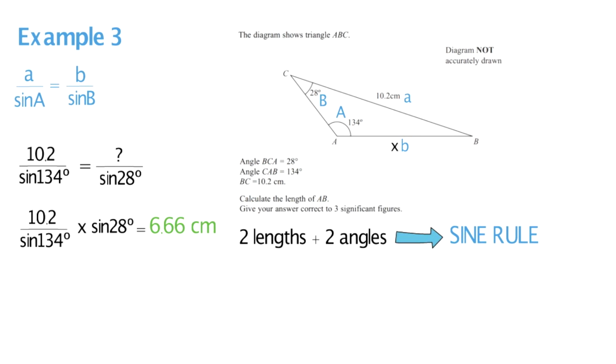And I hope that was really useful. So just remember the 2 lengths and 2 angles for sine rule, the 1 angle and 3 lengths for cosine rule. And remember that the area of a triangle that is not a right angle triangle is half ab sine C.